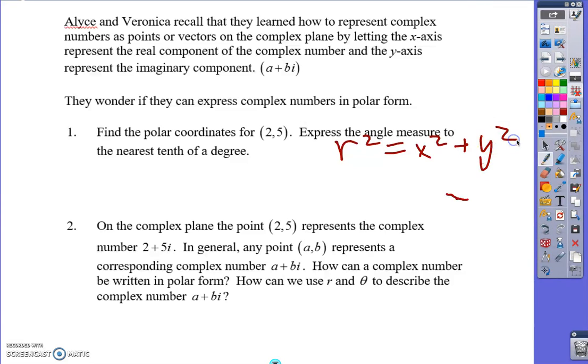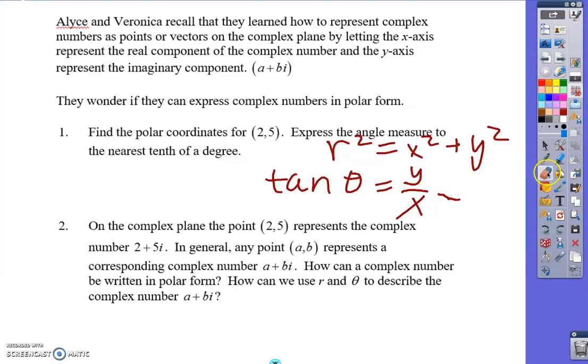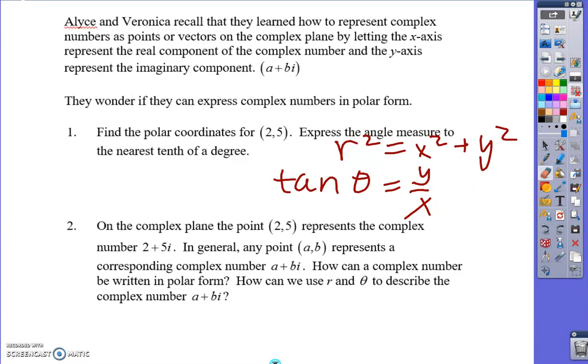Y squared, and the tangent of theta is equal to y divided by x. And that way you can use those to help you figure out what's going on. Go ahead and do number 1, pause the video, and come right back when you're finished.